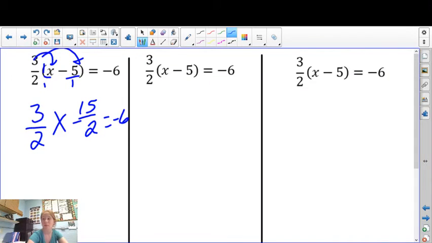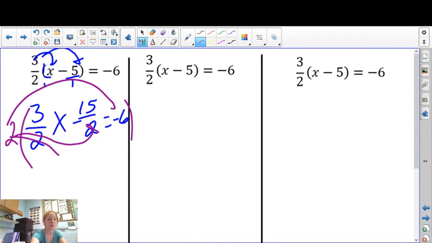Now, I don't really like to work with fractions if I don't have to. So I'm going to multiply everything by the denominator. And in this case, both denominators are 2. Oh, sorry. I hit the side of my screen and it zoomed everything out for a second. So I'm going to multiply by 2 to get rid of all the denominators. Now, when I do that, that 2 crosses out, that 2 crosses out. But there's nothing to cross out with the 6. So I have 3x minus 15 is equal to -12 now.